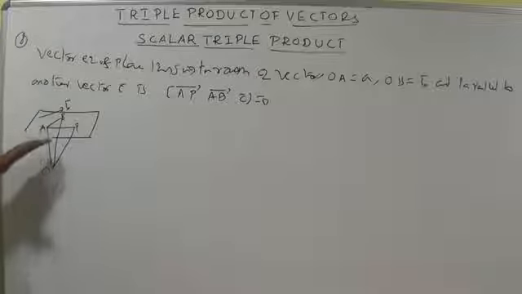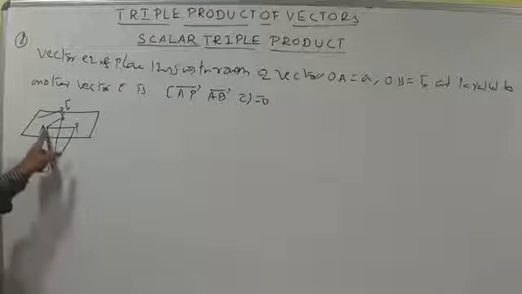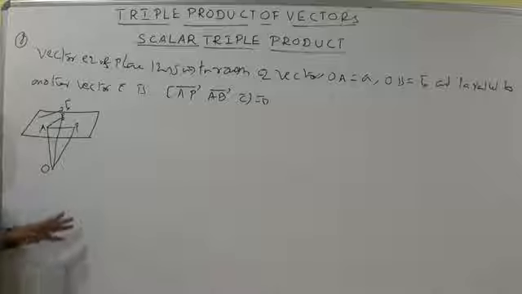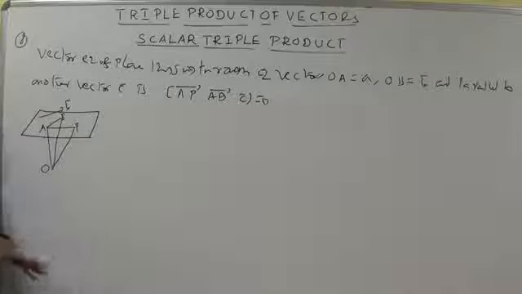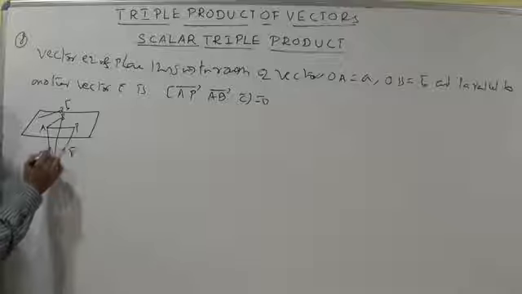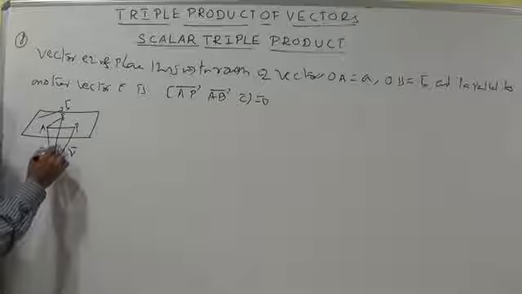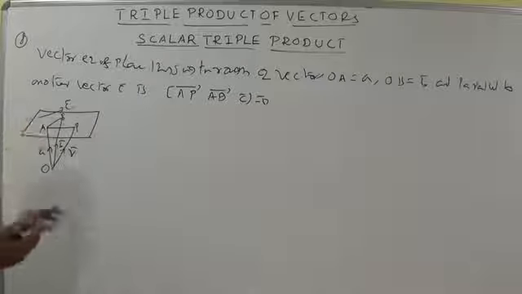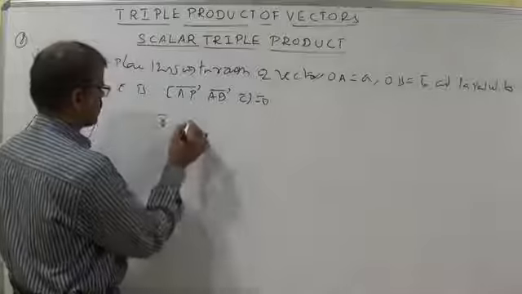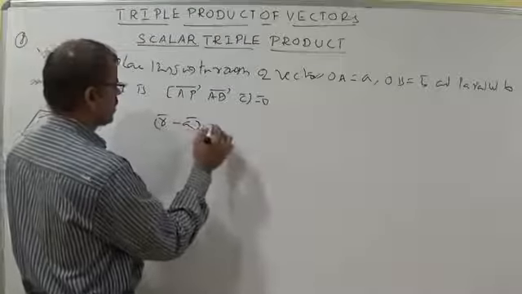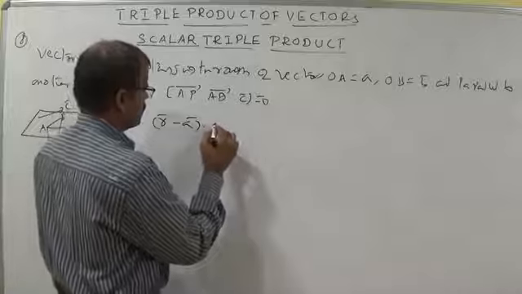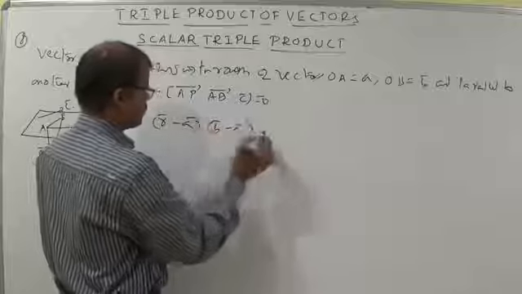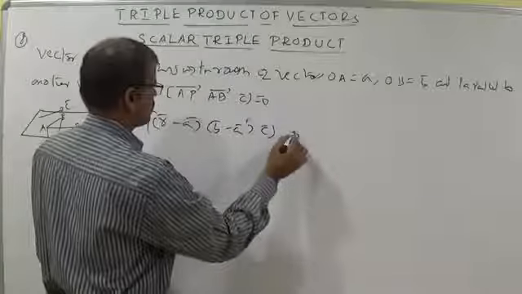So the vector equation of plane I am discussing passes through 2 vectors A, B, and P should be a position vector. Position vector OP is R bar, OA is A bar and OB is B bar, and it is parallel to C bar. Okay, now let us discuss this one. Position vector concept: R bar minus A bar into AB. Here you write AB means B bar minus A bar. Don't write into here, simply C bar. This is the box equal to 0.